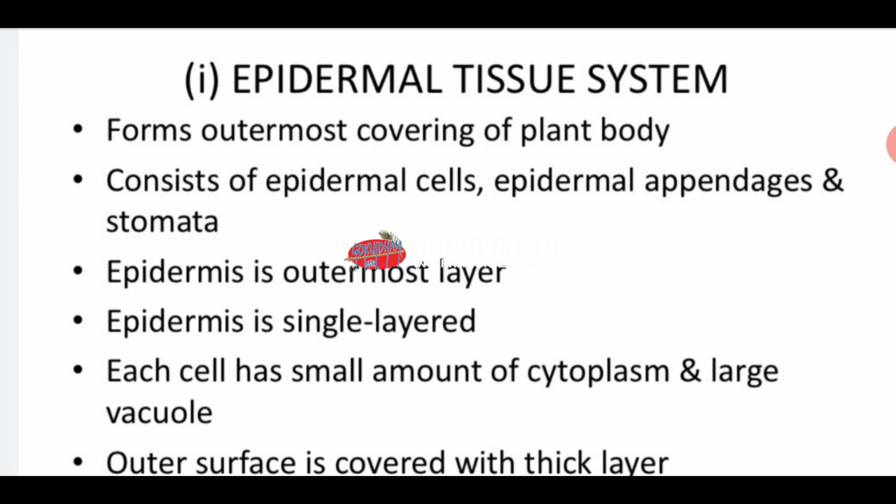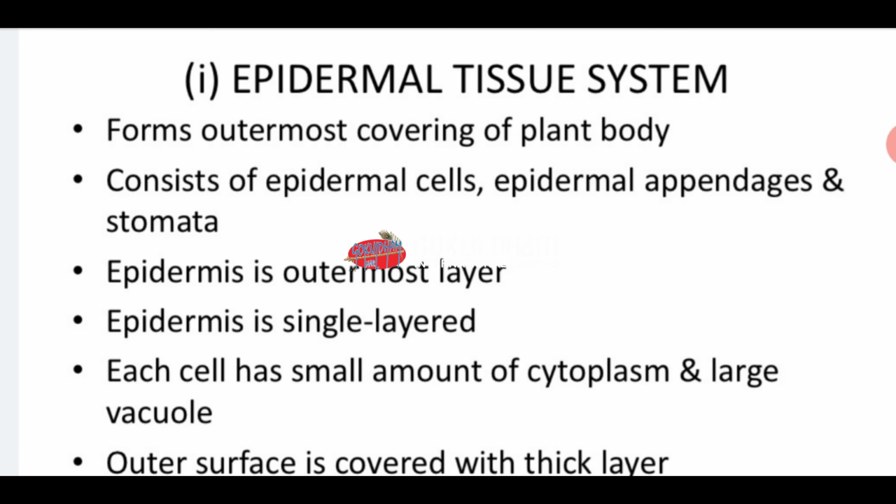The first tissue system is the epidermal tissue system. So let us see certain characters of the epidermal tissue system. These characters are: it forms the outermost covering of the plant body. Means the outermost covering of the plant is the epidermal tissue system. It consists of epidermal cells, epidermal appendages and stomata. Epidermis is the outermost layer, and epidermis is a single layered tissue.